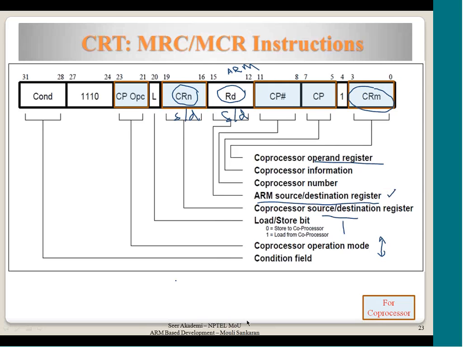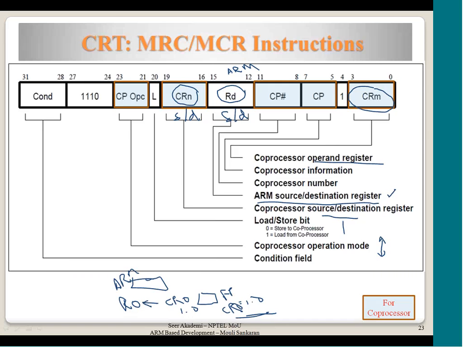I'll give you an example. There will be an instruction coming later. Suppose you have a floating point coprocessor, and this is the ARM register. ARM is there. Suppose you have a value 1.0 stored in coprocessor register CR0. You want to transfer it to R0 of ARM. CR0 you want to write into R0. Here this is 1.0, which will become 1 here.